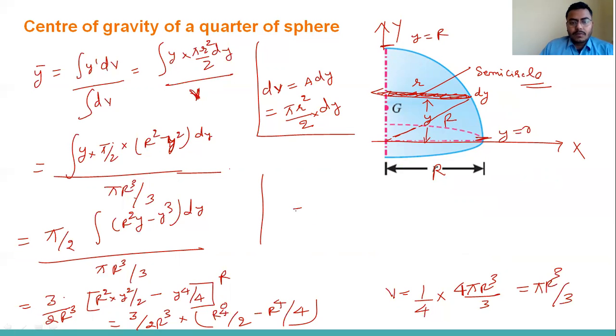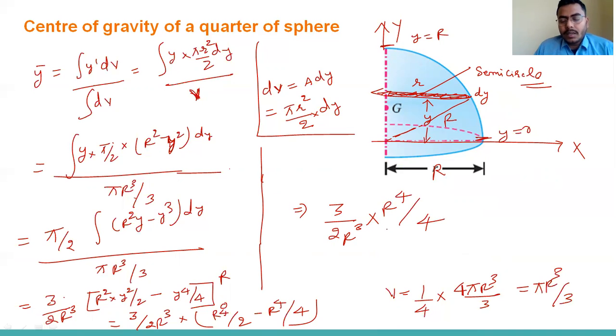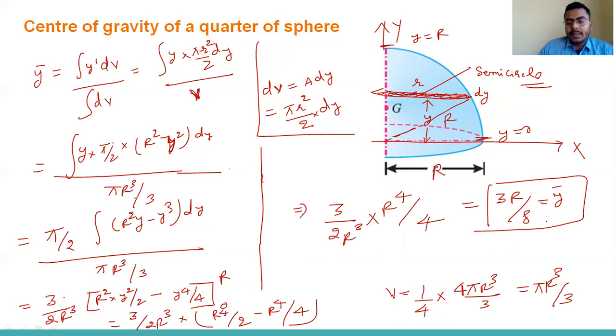Okay. So it will come 3 divided by 2 pi r cube into r to the power 4 by 4. So what we are getting is 3r by 8. That is y bar. If you calculate x bar, you will get the same value. You will get x bar also as 3r by 8.